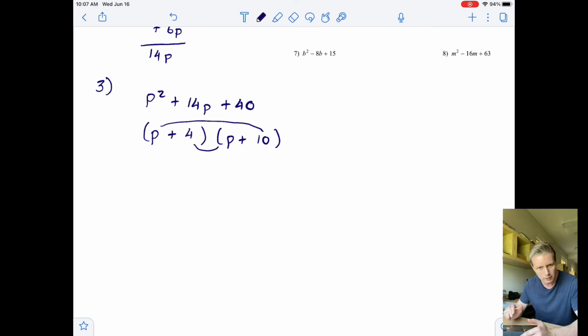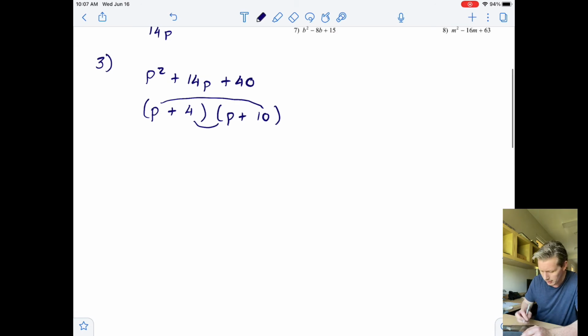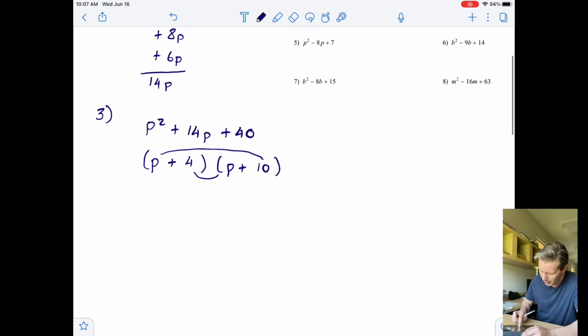Again, you don't have to do this every single time, but it's just a quick way of checking to make sure that you have found the correct factors. And so my factors are p plus 4 times p plus 10. That's it. Your quadratic trinomial is factored. Done. All right, let's try question number 5.